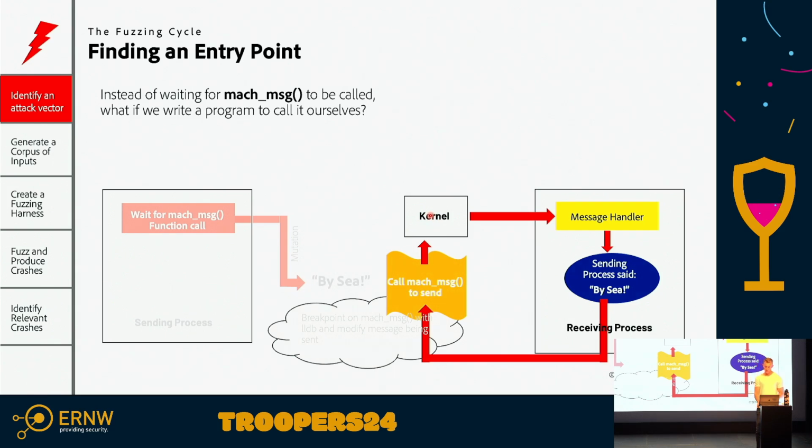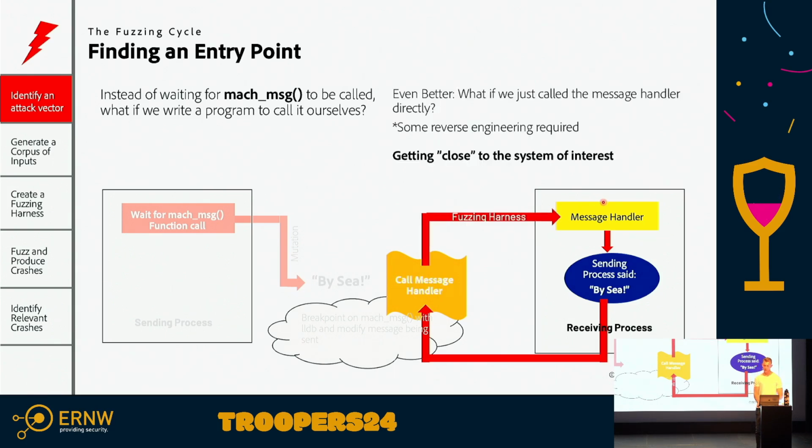So what if we went ahead and directly called the message handler? Instead of calling Mach message, we're just going to call this message handler function, whatever that might be, directly, and pass our input into it. This does require some reverse engineering, but we're not afraid of that, so we'll jump into that. I like to refer to this as getting close to the system of interest. We care about this message handler, so instead of going all the way from here and sending messages through the kernel, we should get as close as we possibly can and write a harness that will directly call that message handler of interest.